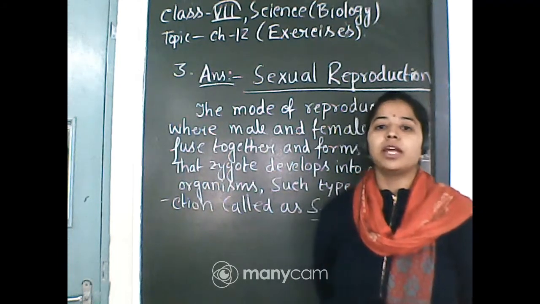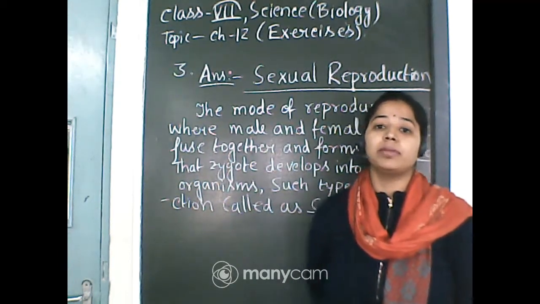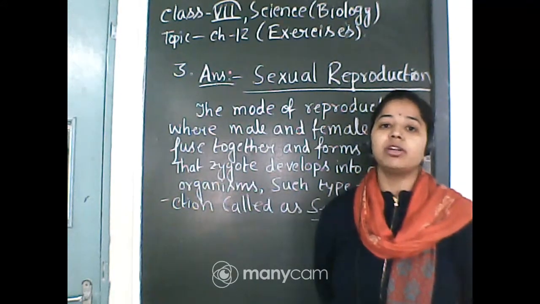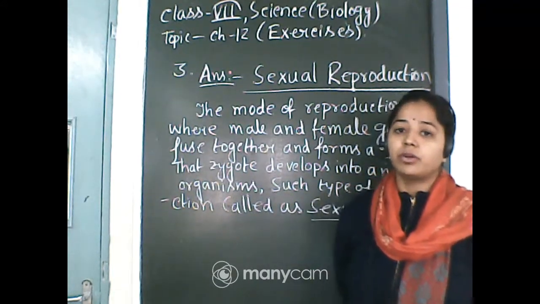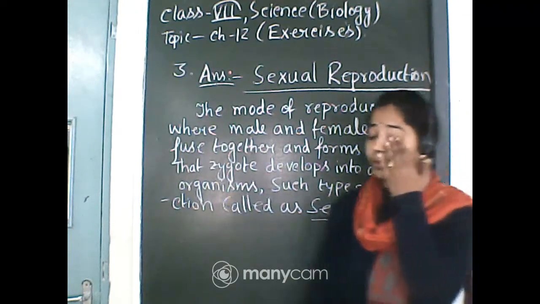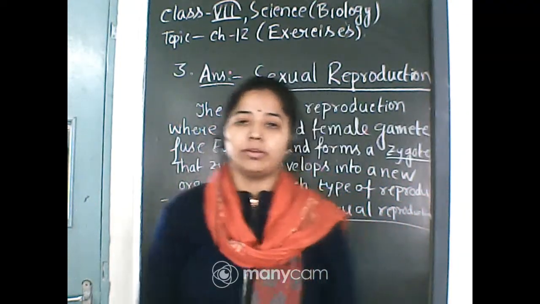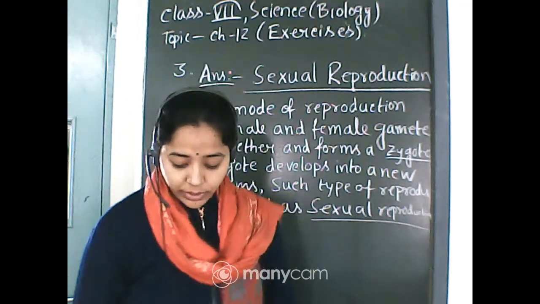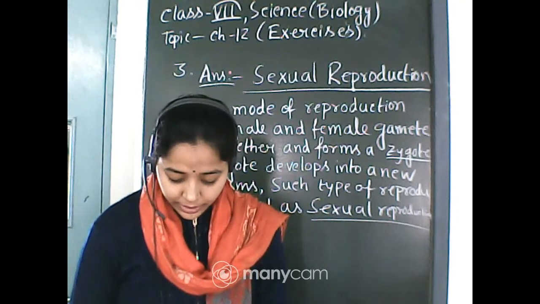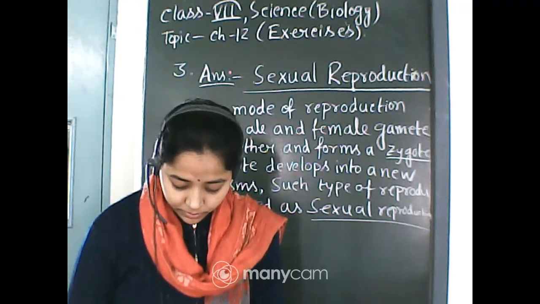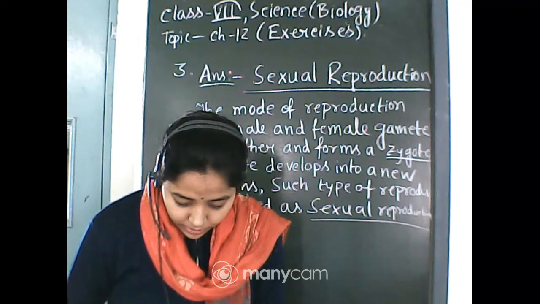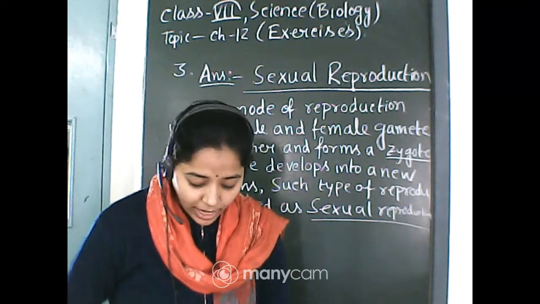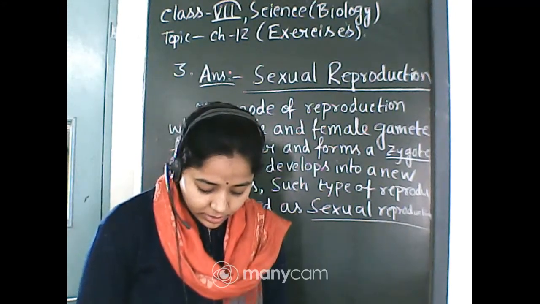Sexual reproduction can be found in multicellular organisms like human beings, dogs, cats. The organisms which are multicellular, their mode of reproduction is mainly sexual reproduction. I hope you understood this. Now comes another question. The next question is: state the main difference between asexual and sexual reproduction.